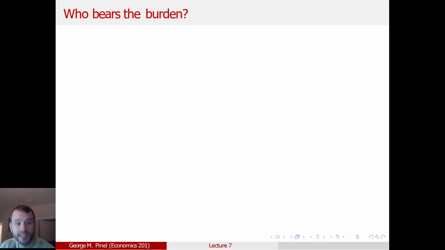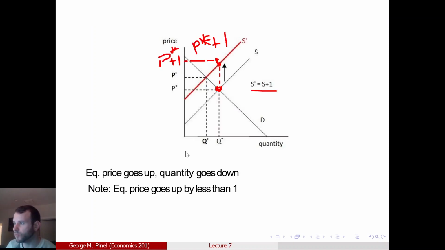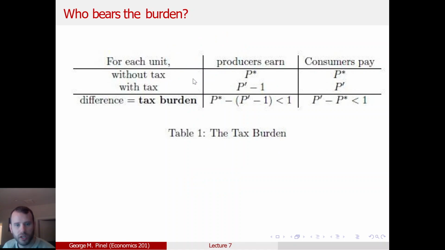Okay, so now I want to lead into the discussion about consumer and producer surplus. On the last slide, we determined that there was a tax. We showed that the supply curve shifted up, but that the new equilibrium price is somewhere between the old equilibrium price and the old equilibrium price plus the tax. So we want to see how that affects consumers and how it affects producers.